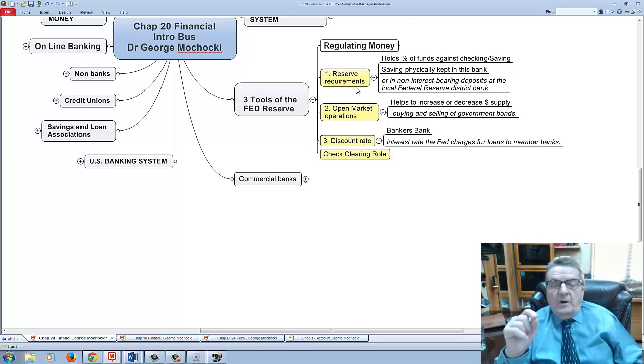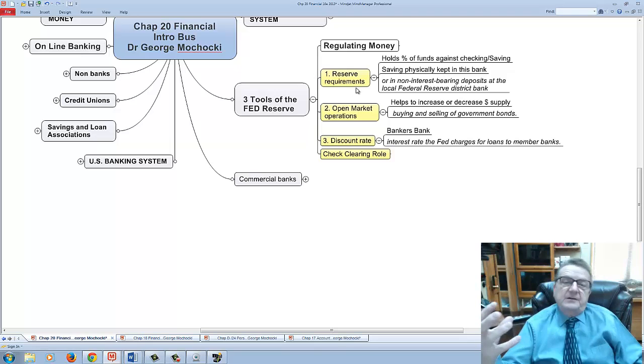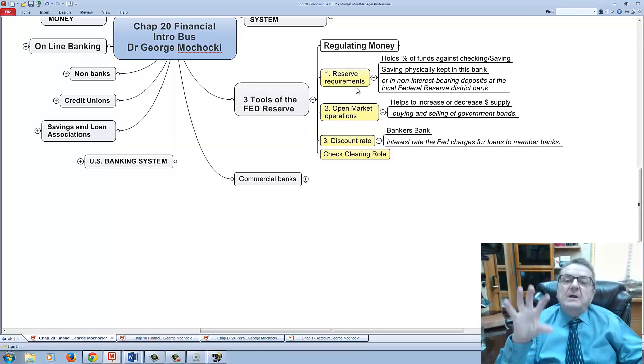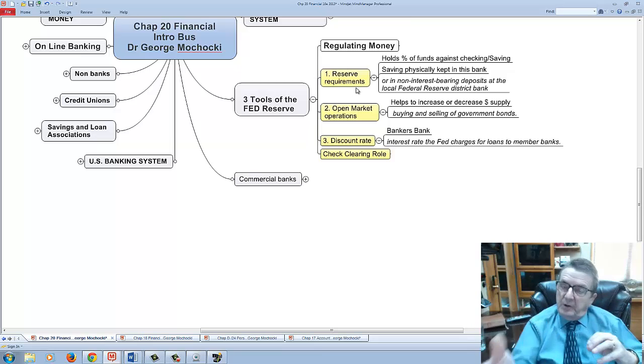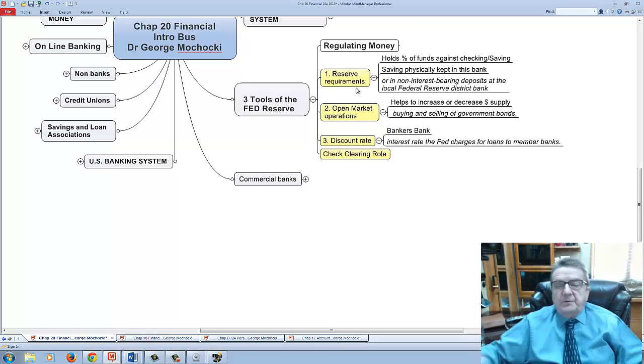Now, let's go on to the banking system. That's the one aspect, the fiscal. Now we're looking at the banking system, the Federal Reserve, for lack of better words, the U.S. bank. If I look at the Federal Reserve, they have a way of pulling money out of the economy or putting money back into the economy. The first one is the reserve requirements. Each bank has to hold a certain percent of funds against their checking and savings accounts.